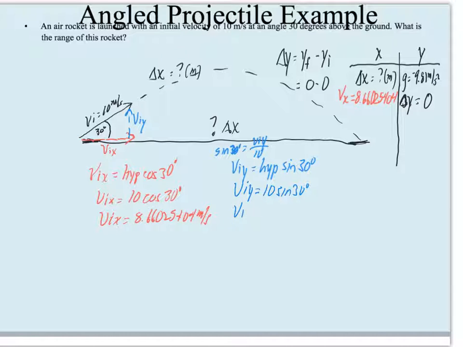And what is 10 sine 30? That is 5 meters per second. So is that something that goes on the y side or the x side? Well, it's the y side, so we can go over here and put Viy is 5 meters per second.